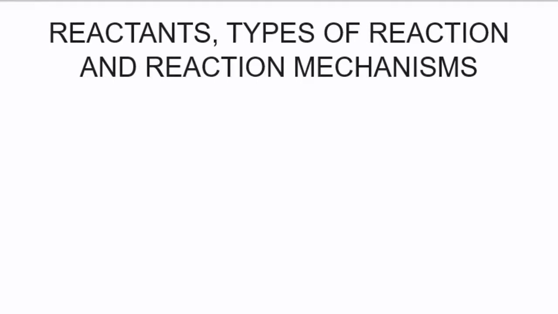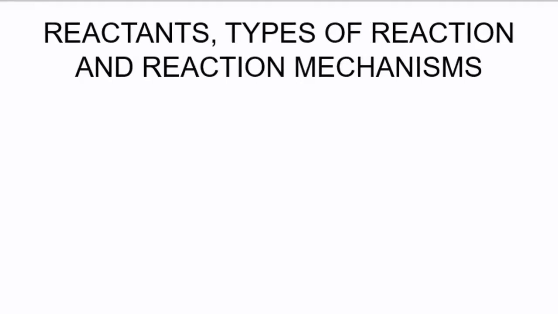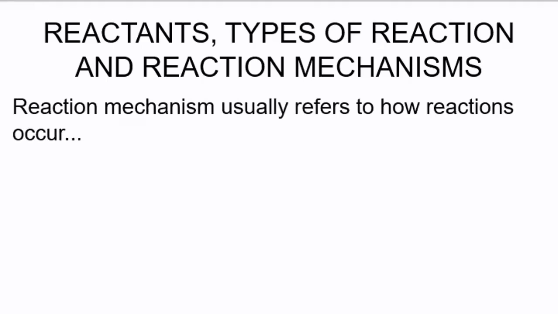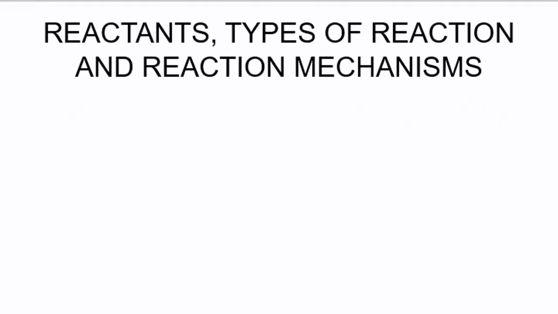Today you'll learn about reactants, types of reactions, and reaction mechanism. So reaction mechanism usually refers to how reactions occur. And how reactions occur is referred to as the pathway followed to form products. In the pathway or pathways between reactants and products, bonds are broken, bonds are also formed, and the order in which these occur is very important.